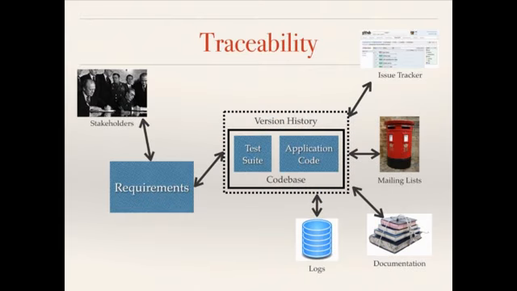Our requirements are partial, and the links between our requirements and our different artifacts are partial and noisy. And it's more complicated than that. We have all of this additional data. We have issue trackers, mailing lists, documentation, and logs. And we've been talking about that today and yesterday.